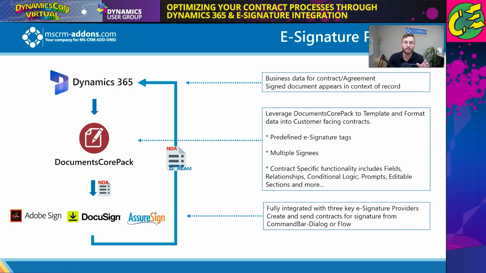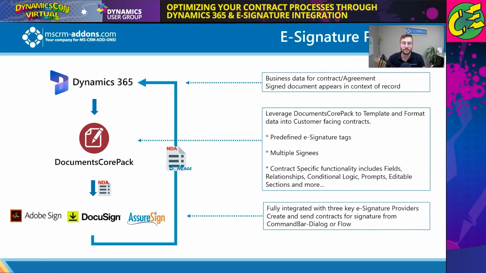But yeah, you pull in your data using DocumentsCorePack. So that's where you build out your template, you add your contact information, your account information, any conditional logic. Beyond that functionality, there's some more contract specific functionality such as prompts, editable sections, and of course the ability to live edit a document. So there's really a lot you can do.